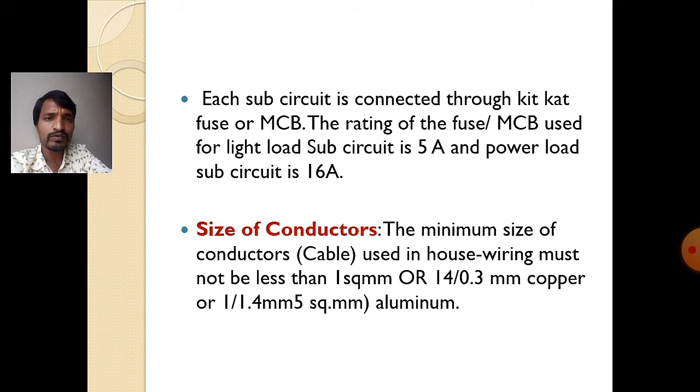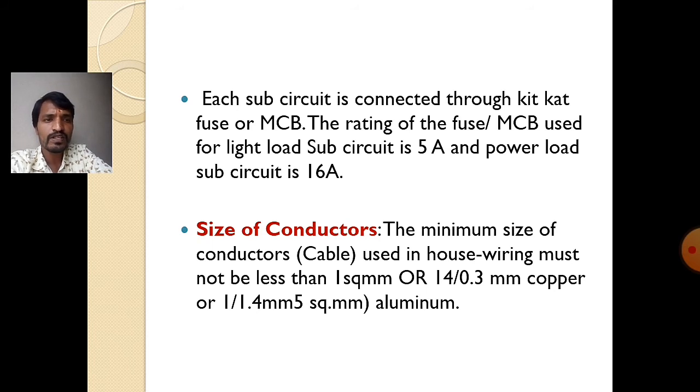For that purpose, we have to place a fuse or an MCB in every subcircuit. For a light load, the subcircuit is 5 amps, and for a power load, the subcircuit is 16 amps. If the subcircuit is connected with only lamp loads, for that type of load we can connect a 5 amps MCB or a 5 amps fuse. For a power load, for a mixer grinder and so on, we have to connect a fuse of 16 amps rating or a 16 amps rating MCB.